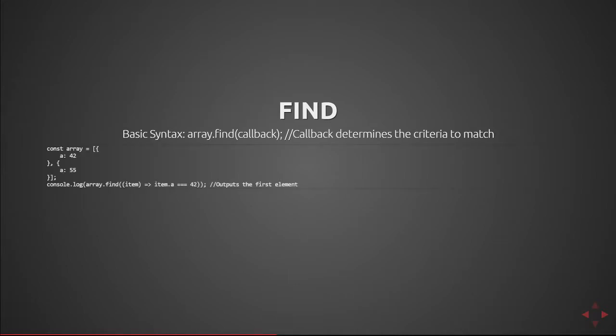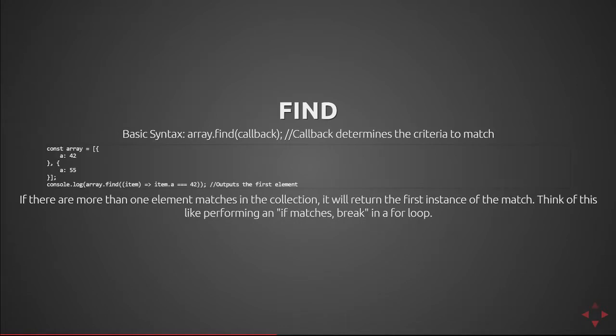So here you can see I have 2 objects with properties A 42 and A 55. I log the item that matches 42, the value 42 on the property A. It outputs the first element of the array. If there is more than one element that matches in a given collection, it will return the first instance of the match. Think of this like performing an if matches break in a for loop.